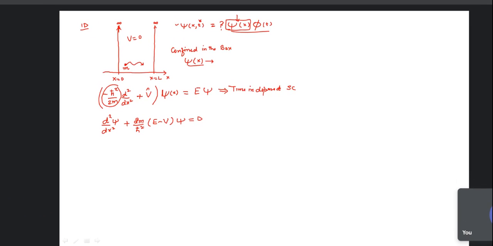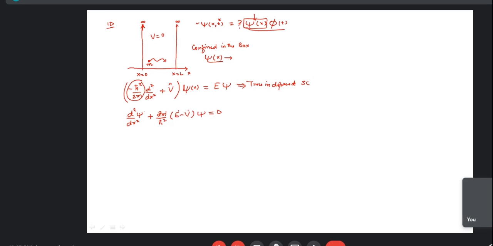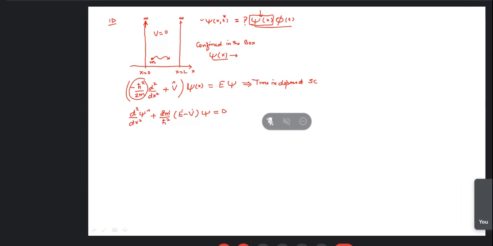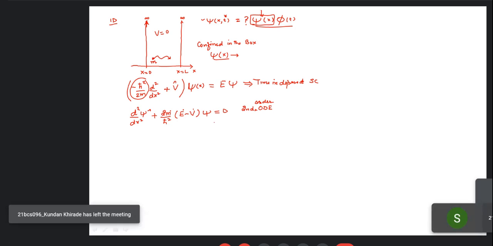Here m is the mass of our particle, E is energy, V is potential, and psi is the wave function of this wave associated with this particle. And if you see, what is this? This is a second order ordinary differential equation. Second order. We can solve this second order ordinary differential equation. We have techniques to solve ordinary differential equations.